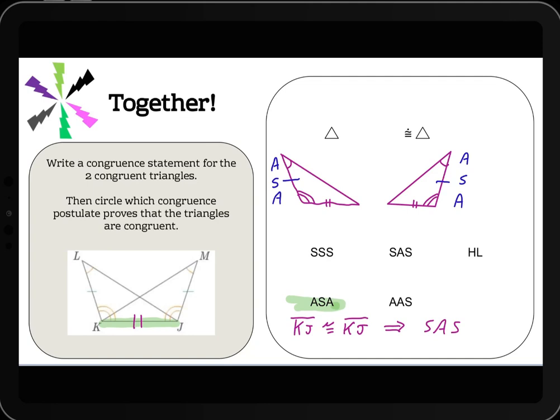So in terms of the congruence statement, the triangle that we had here was triangle LKJ, and this was triangle MJK. So the triangle LKJ is congruent to the triangle MJK. That's my congruence statement.